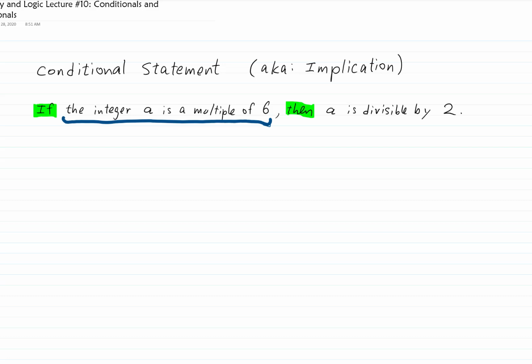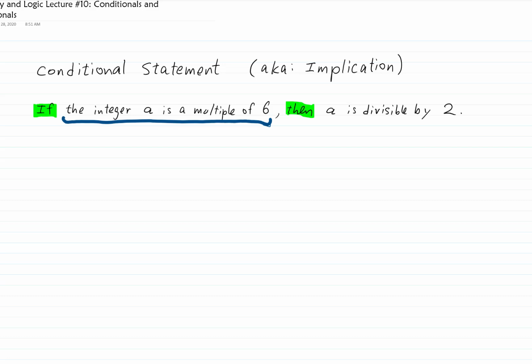What does the word statement mean? Statement is a sentence that's true or false. Okay? An open sentence is not a statement because it has a variable in it. So it's neither true nor false, like this one that I underlined in blue. The integer a is a multiple of 6. That's neither true nor false. It all depends upon what a is standing for.